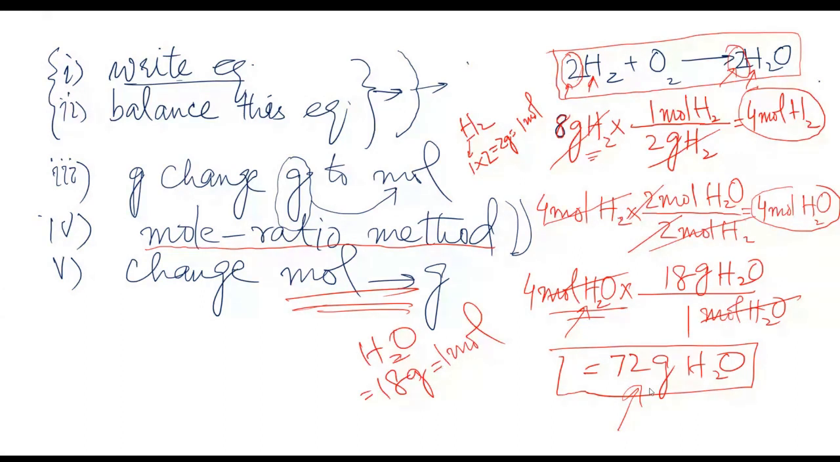Okay, students. So this is the method. This is called stoichiometric calculations. Now, guys, listen. Step number 3 and step number 5 are very simple and easy. Change gram to mole, change mole to gram. And in step number 4, use this equation. Don't use this equation in step number 3 and step number 5. Be careful.